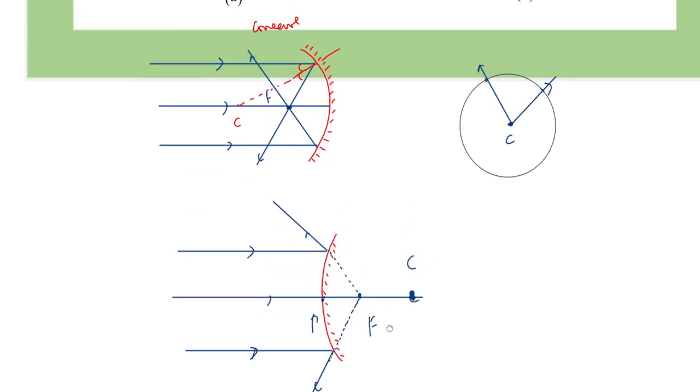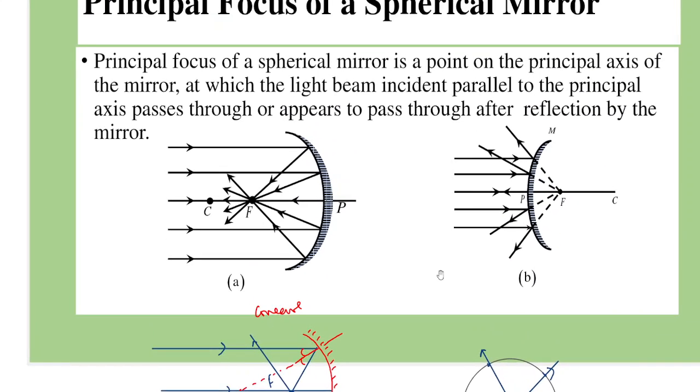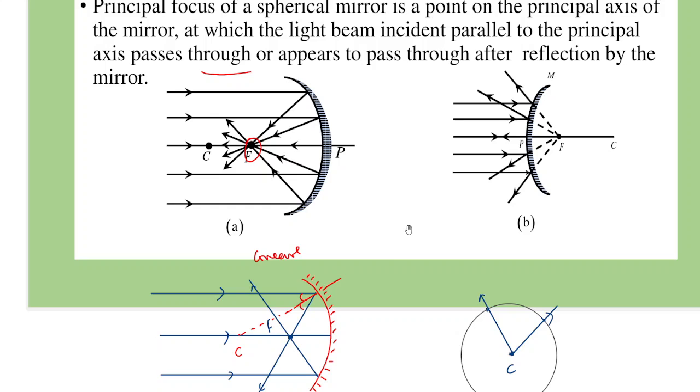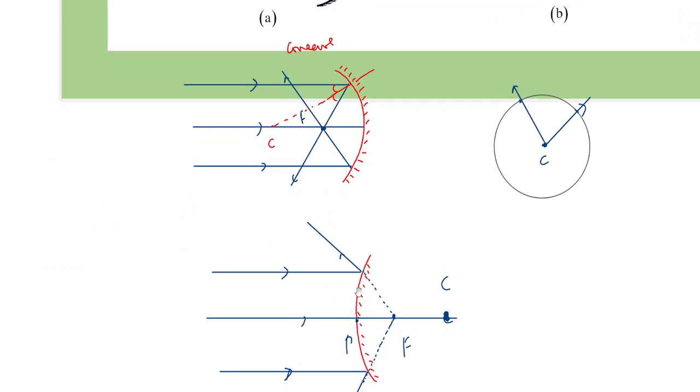That's why we said earlier that the focus is a point where a light beam incident parallel. That's very important because the light ray should be parallel to the principal axis. So these light rays pass through, as in the case of a concave mirror, or appear to pass through, which means they appear to come from this point in the case of a convex mirror. So this point is called the focus.